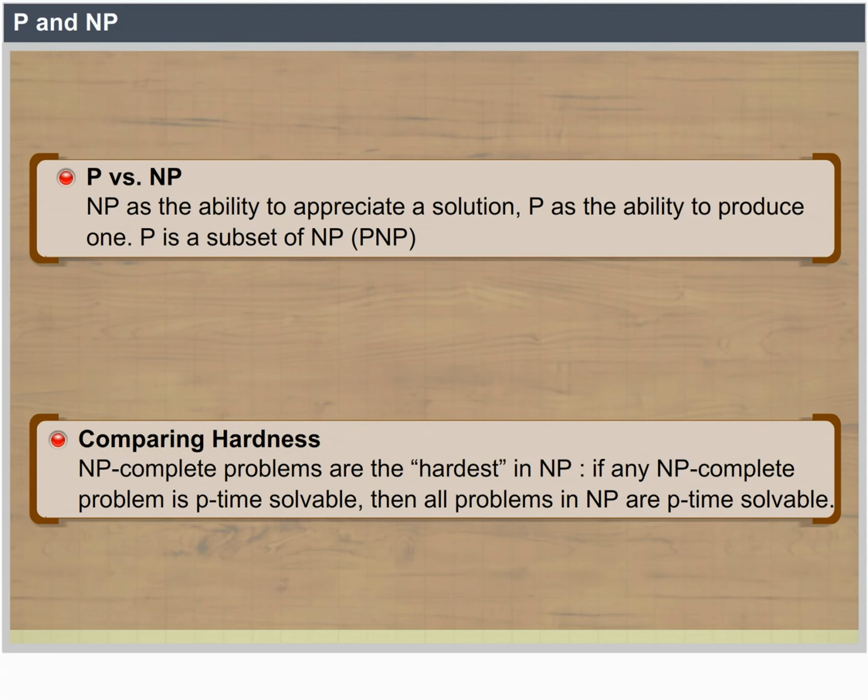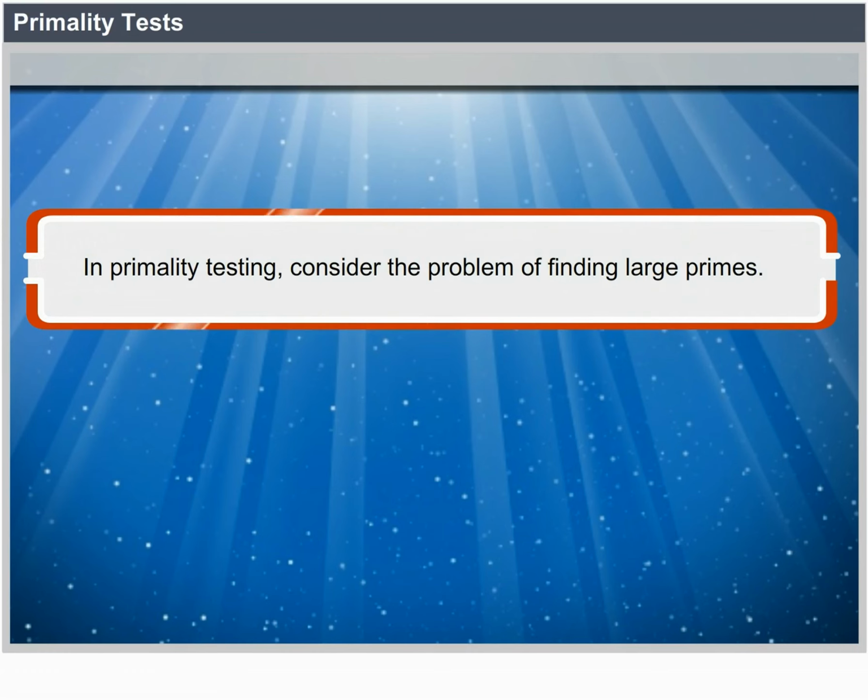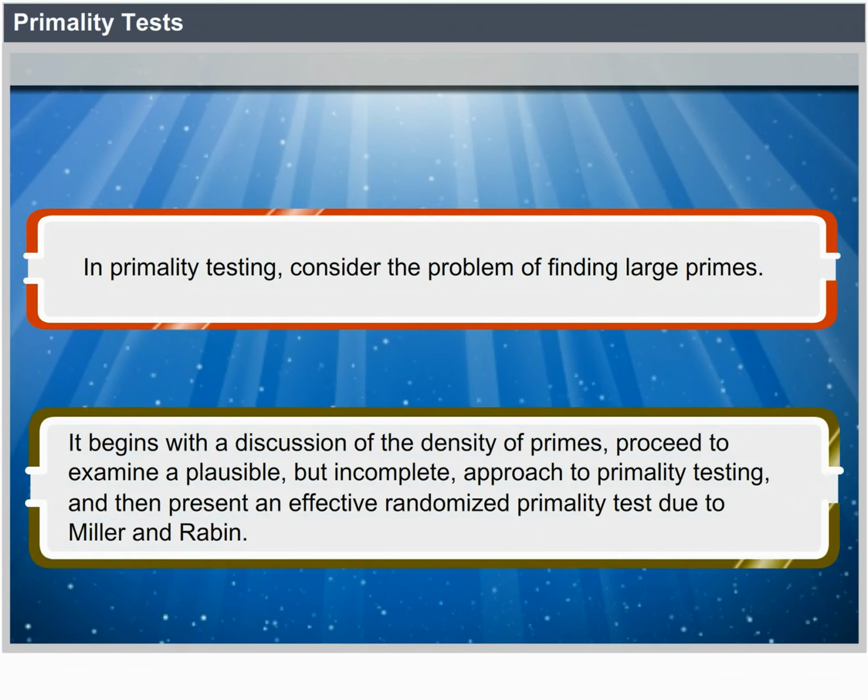Primality test. In primality testing, consider the problem of finding large primes. It begins with a discussion of the density of primes. Proceed to examine a plausible but incomplete approach to primality testing, and then present an effective randomized primality test due to Miller and Rabin. The density of prime numbers.